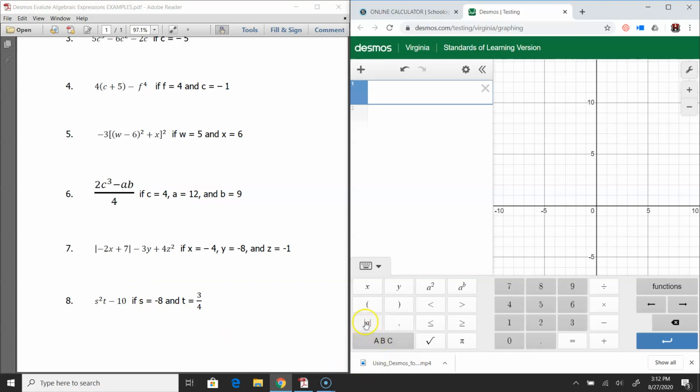So on this one we're going to do absolute value first. And then we're going to do a negative 2a plus 7.